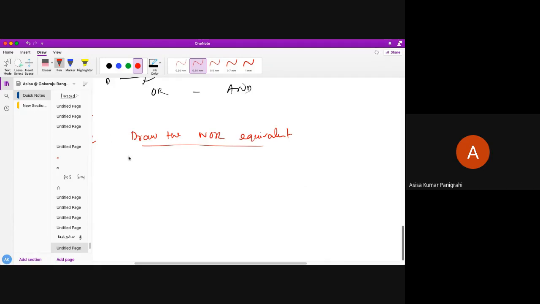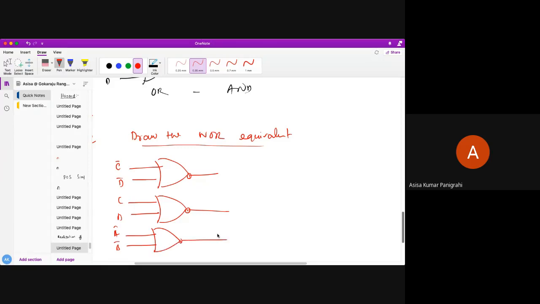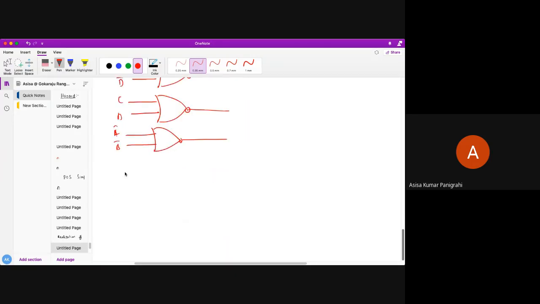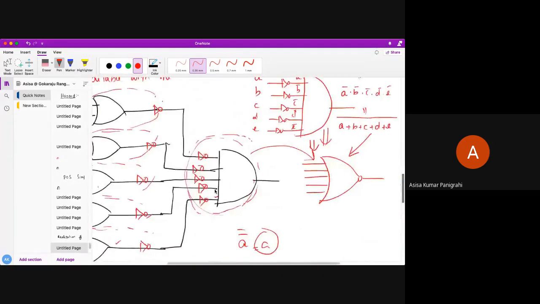So see here, how is it? Very simple. I have taken here C bar, here D bar, and this will be connected to one of the NOR gates, and C D will also be connected to another NOR gate. A bar, B bar will also be connected to another NOR gate. And here A B is also connected to another NOR gate. And finally A bar D bar is going to be connected to another NOR gate. Finally all these will be connected to a 5 input NOR gate.